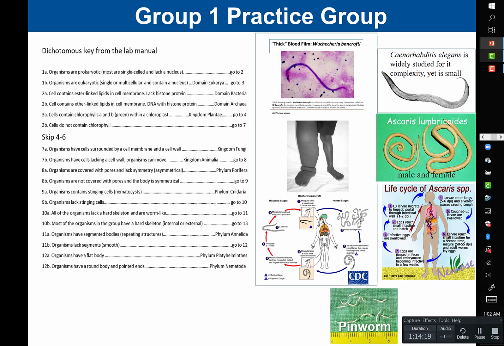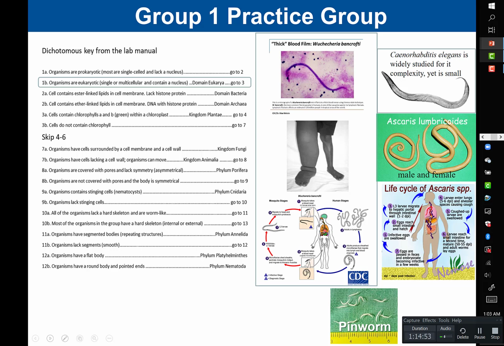So we're starting with the Dichotomous Key from the lab manual. So start at the top, number 1. Organisms are prokaryotic. Most are single-celled and lack a nucleus. Or organisms are eukaryotic, single or multi-celled and contain a nucleus. Now remember I said all organisms in this are in domain Eukarya. So you're going to write under classification, domain Eukarya. Go to number 3. So we go to number 3. There we go. Go to number 3.